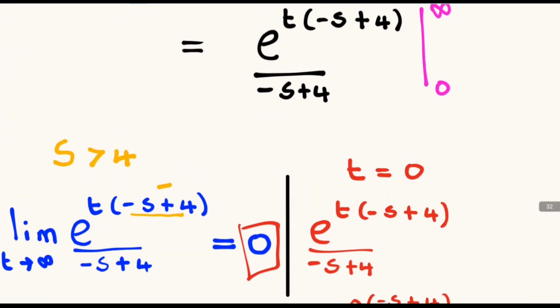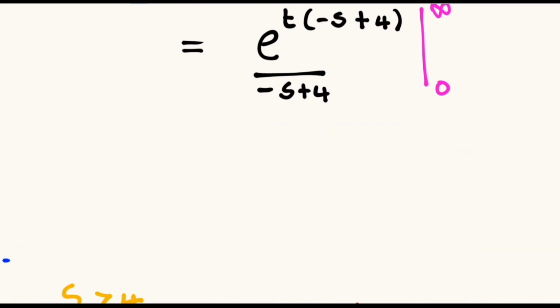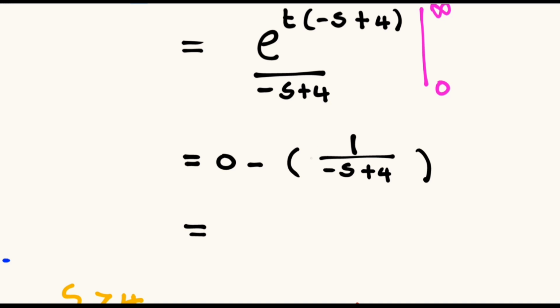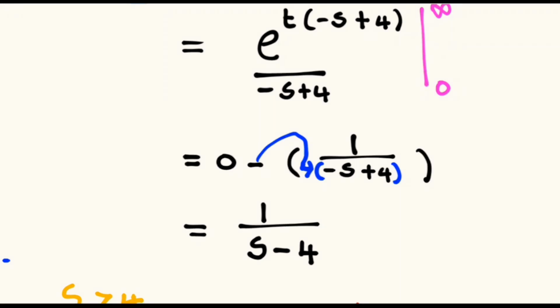Now that we have our results of the limits at both 0 and infinity, we can now go and substitute, and this will be equal to the result at infinity, which is 0, minus the result at 0, which was 1, divided by the negative s plus 4. And from here, let's distribute the negative to the denominator, and the result will be equal to 1 divided by positive s minus 4. And this will be our answer for the first question.